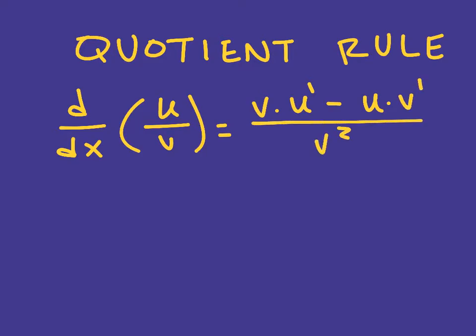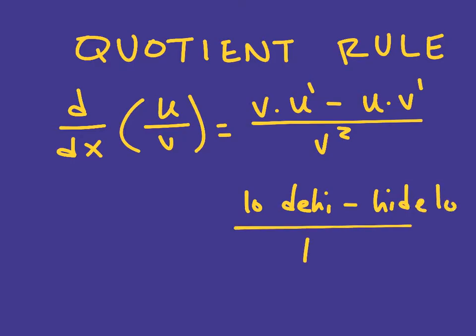And remember, I use that acronym, low d high minus high d low over low low. Okay, and that helps remind me what goes where when I use the quotient rule.